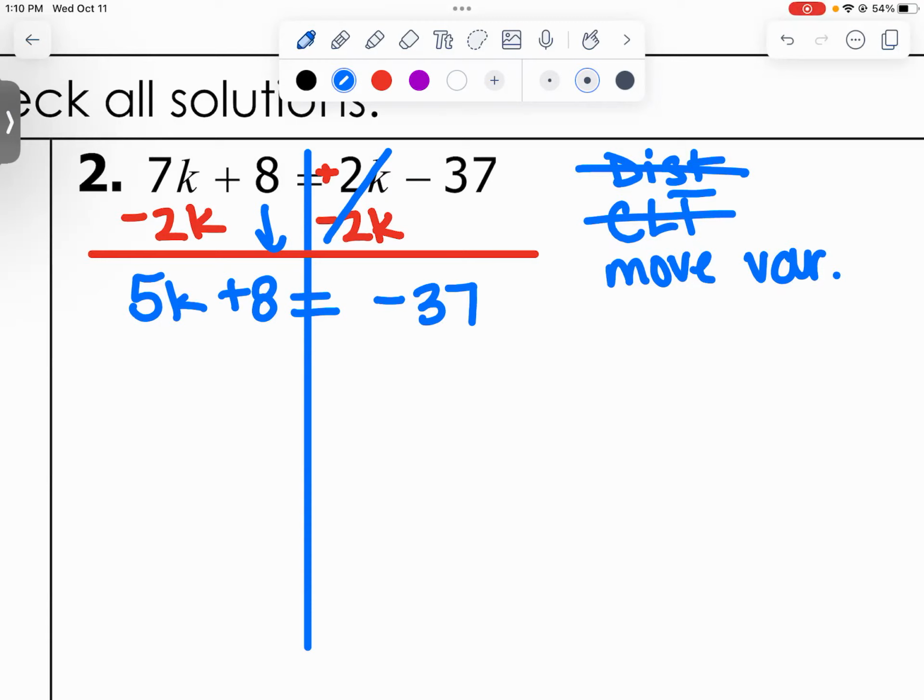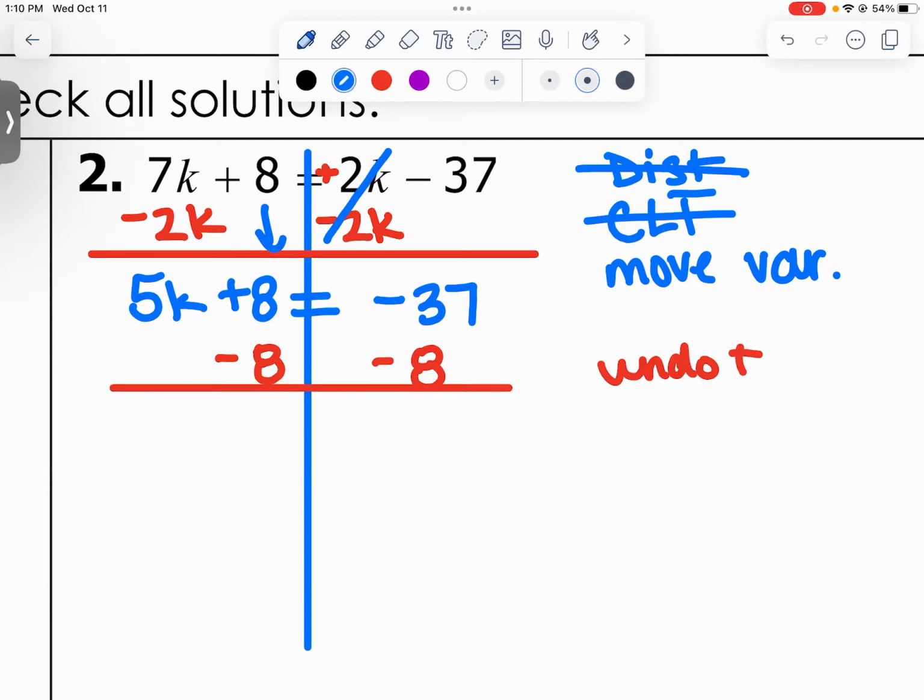All right, Wes, what do we do next? So if I add 8, is that going to undo this guy? Okay, let's subtract 8 instead. We're going to subtract 8 because we need to undo the addition. Negative 37 minus 8. Thank you, Kale. Negative 45.